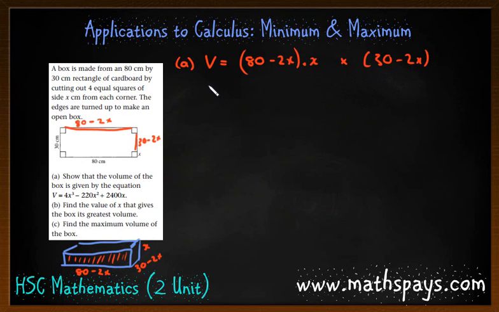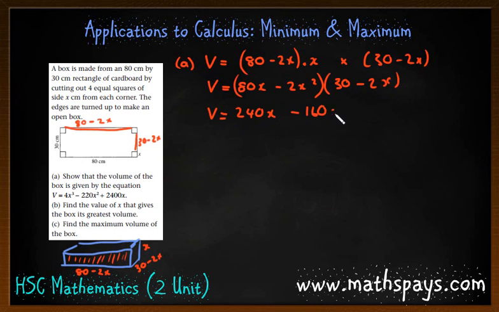Noticing too, this is going to be a nice one because I don't have to link anything else in because I've just got x's there. So 80 times x is 80x, take away 2x squared, and of course put that back in brackets because I'm going to be timesing that by 30 take away 2x. And be careful because there are lots of places where you can make silly little errors. 80x times 30 is 240x, then 80x times 2x is going to be negative 160x squared, minus 2x squared times 30 is minus 60x squared, and then plus 4x cubed.